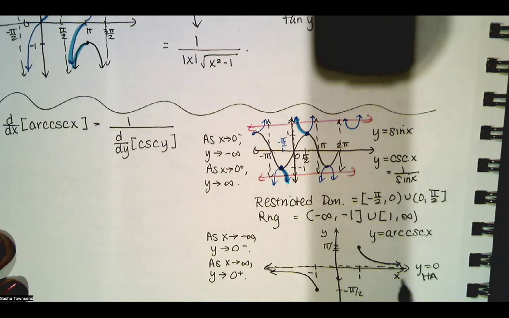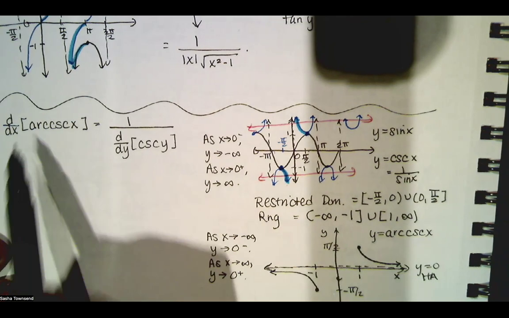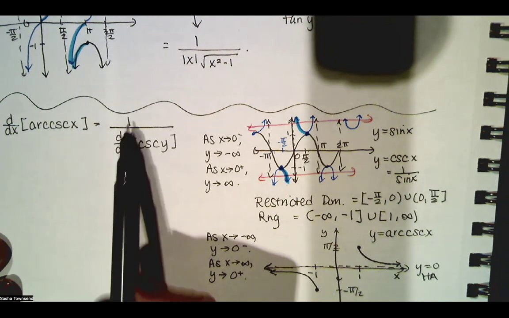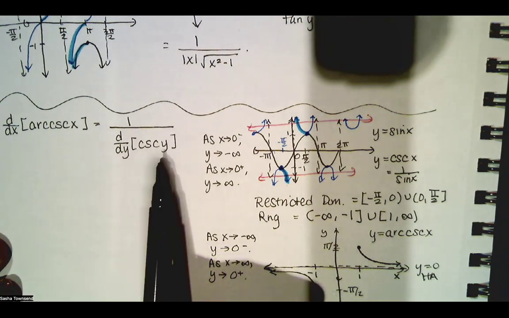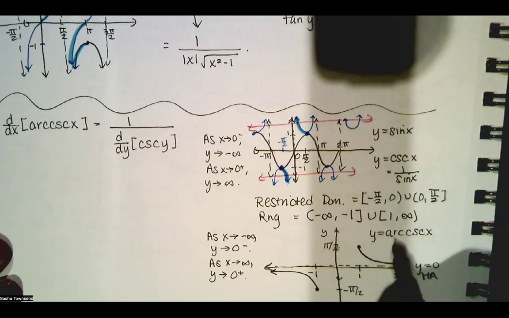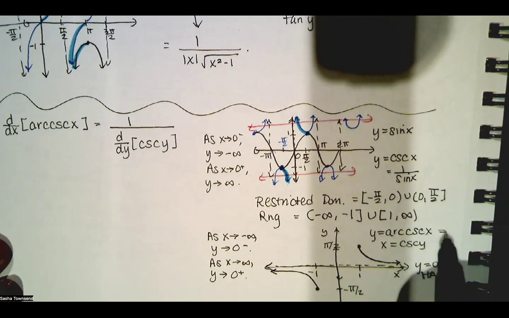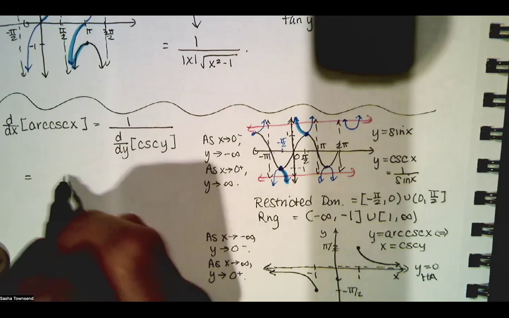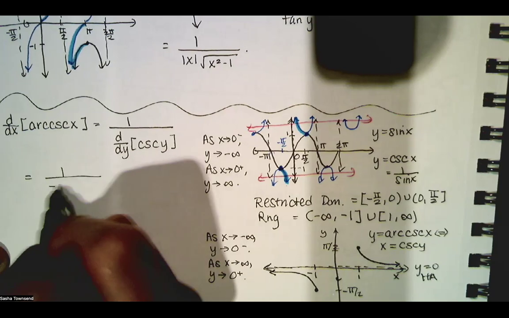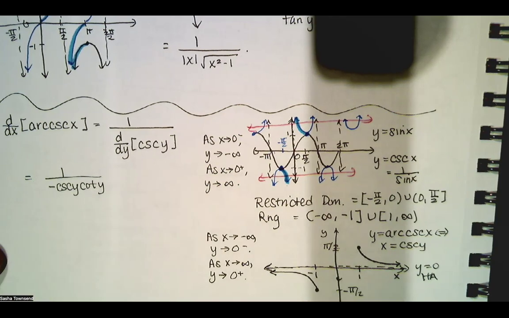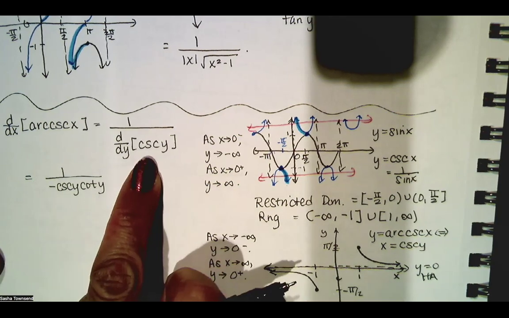And you say, how do I find the derivative of arc cosecant? Well, the derivative with respect to x of y of x is equal to 1 over the derivative with respect to y of x of y, where these two equations, y equals arc cosecant of x and x equals cosecant of y, are two different ways to describe the same set of points. Say, okay, well, what is the derivative of cosecant of y? It's negative 1 times cosecant of y times cotangent of y. And cosecant of y is x.